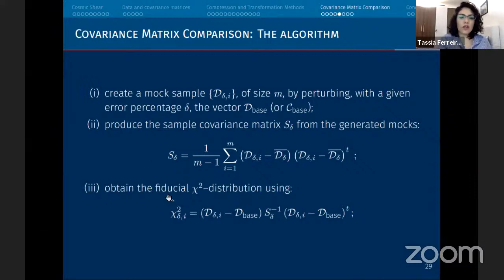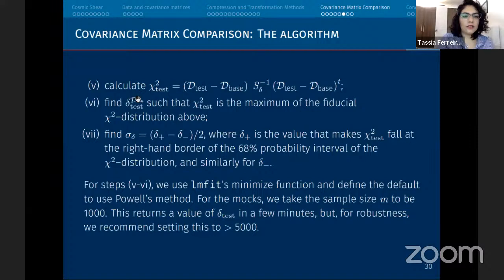And we use that to calculate a fiducial chi-square distribution, which is given by this. So this is going to depend on the delta that you're using. And then we calculate another chi-square using the elements of the actual covariance matrices that you're testing. And then the only thing that's going to change here is the sample covariance matrix. And so we want to minimize the error such that the chi-square here is going to be the maximum at the fiducial chi-square distribution of the previous slide.